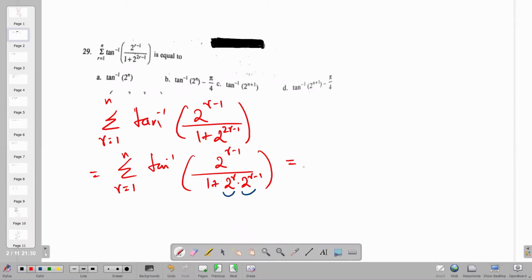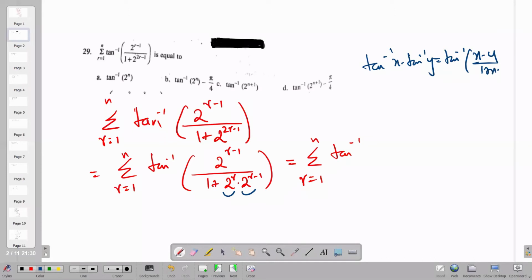So I can rewrite this numerator, because this is going to turn into this type of formula, that is tan inverse of x minus tan inverse of y, and that is tan inverse of x minus y upon 1 plus x into y. The denominator is just similar to 1 plus x into y. I have to replace the numerator as x minus y, and I can rewrite this numerator as 2 to the power r minus 2 to the power r minus 1. That is the difference of these two terms.